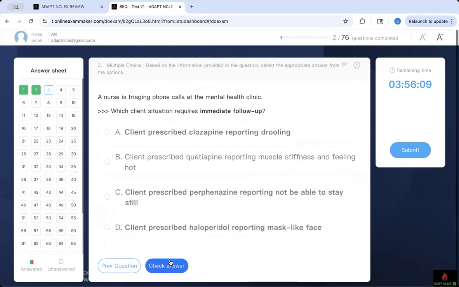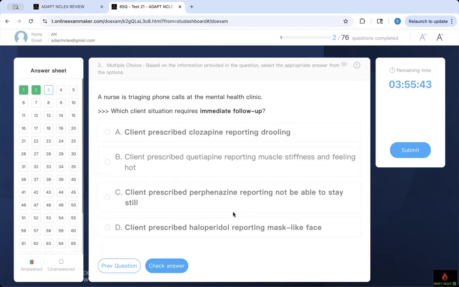They can do that. Next question: which client situation requires immediate follow-up? Prioritization. What do you think? You are triaging phone calls at the mental health clinic. This is prioritization. Client prescribed clozapine, pharmacology prioritization, reporting drooling. Is this what you expect? Take clozapine, join drooling together and say, do I need to see them? If I see them, should I worry?